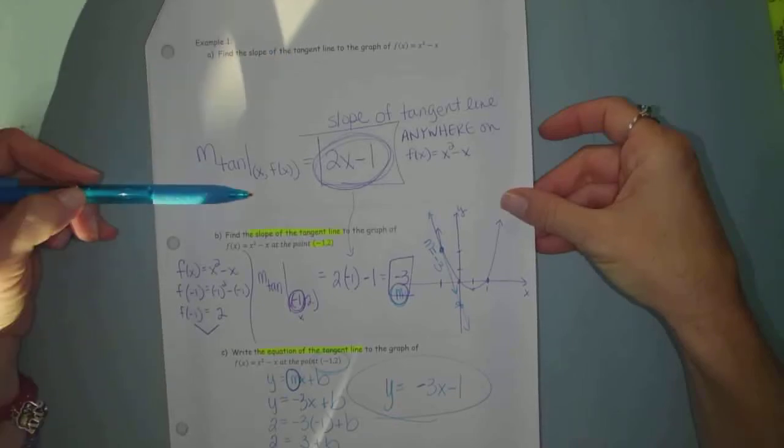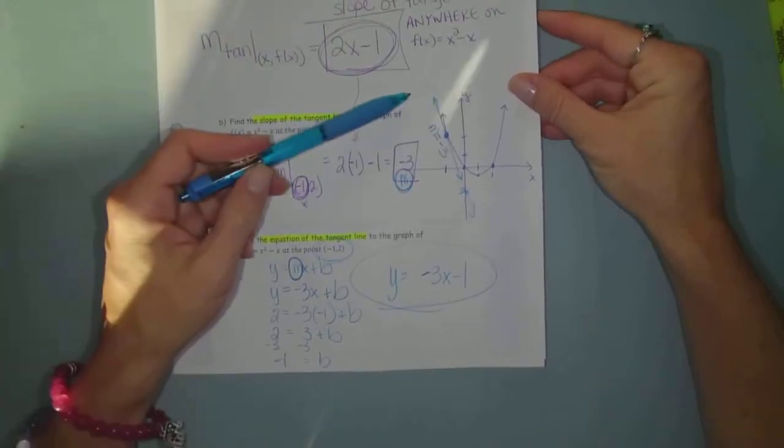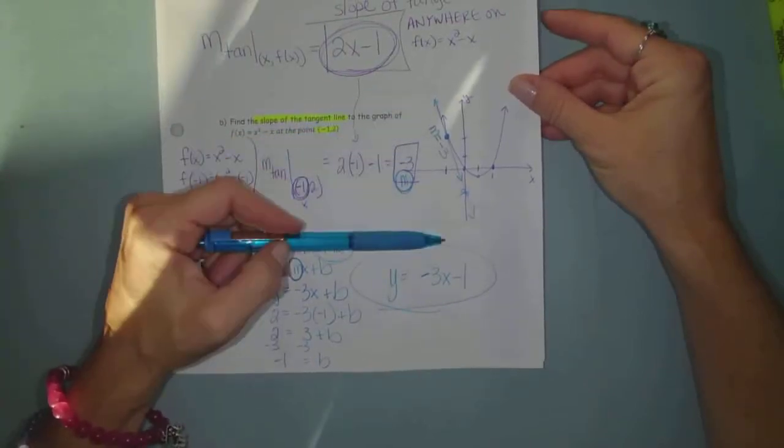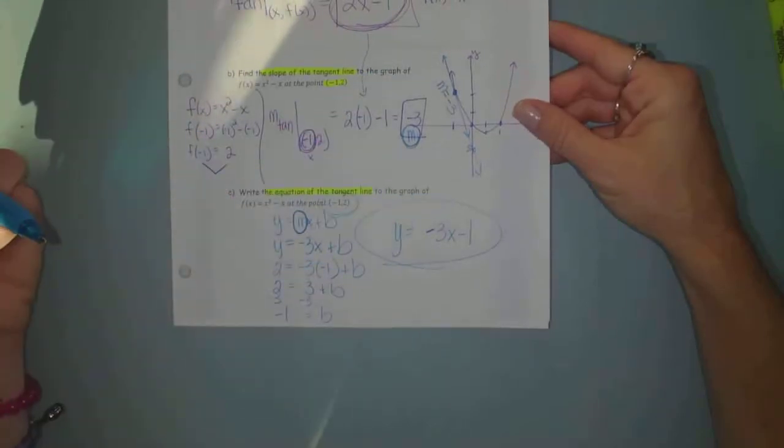Okay, so again, parts A, B, and C, I know we did them on separate videos, but part A was finding the slope of the tangent anywhere along our parabola. Part B was finding the slope of the tangent line at a specific point on the parabola. And part C was writing the full equation of that tangent line.